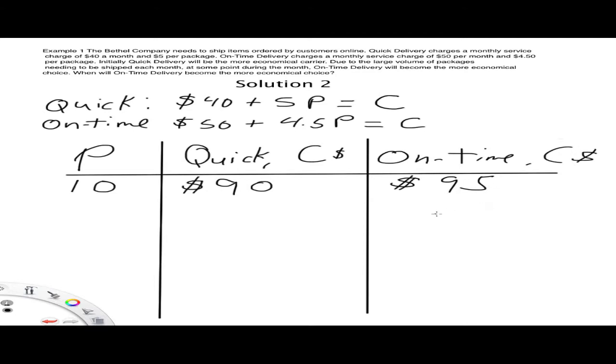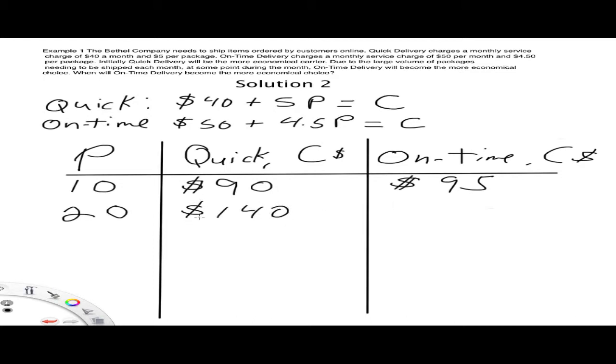The other thing I could note from this is that I've cut the difference between them in half. There was a $10 difference in cost if it was at 0, if there were no packages, and you were just paying for them to provide the service when you wanted it. So that's $10. I'm now at a $5 difference. I've cut it in half. Makes me think that at 20, I'm probably going to find them the same. And so 5 times 20 is 100. 100 plus 40 is $140.